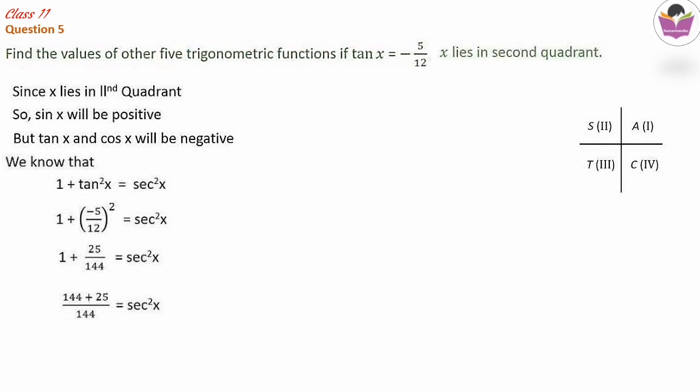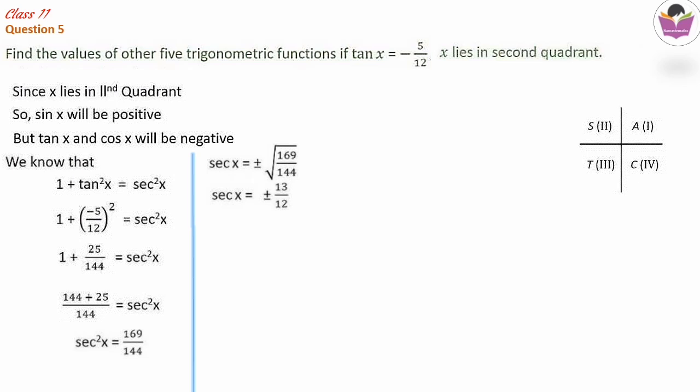Then let's take the common LCM as 144. It's quite familiar for us now because we have done a lot of calculation before also. 144 into 1 is 144 plus 25 by 144 equal to sec square x. 144 plus 25 is 169 by 144. 169 by 144 is sec square x. Then sec x is equal to plus or minus root of 169 by 144. Here root of 169 we know is 13, and the square root of 144 is 12. Plus or minus value is there, but we will be considering only one value.